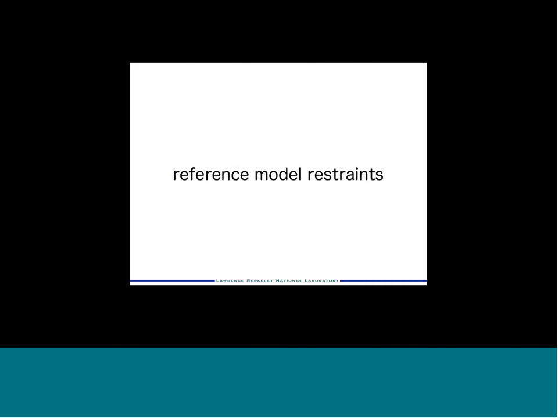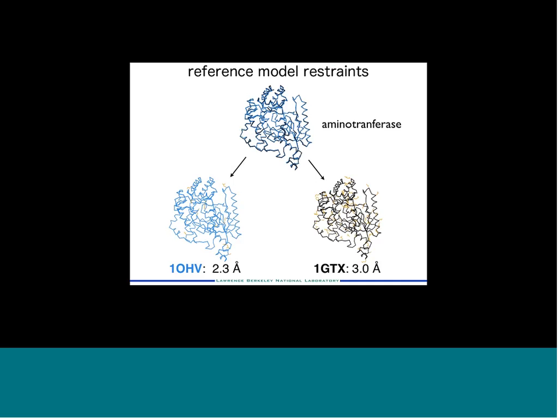So first up, I'm going to speak about reference model restraints. And what do I mean by that? Well, here's a toy example where we have an aminotransferase structure, which was originally solved in the PDB at 3 angstrom, and then was later replaced by a higher resolution model solved to 2.3. And so you can see, if you look at the top, you have 2 chains that, if you just do a backbone trace, they align quite well.